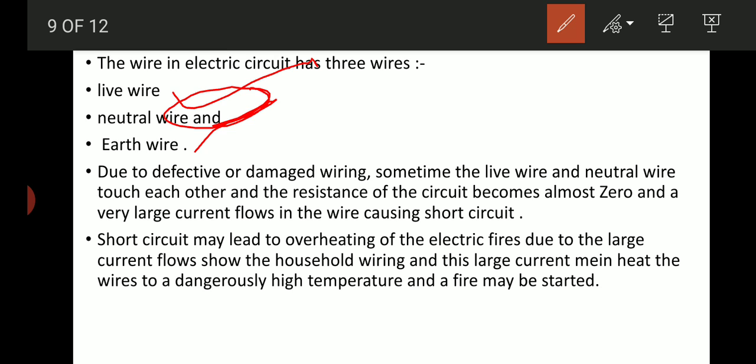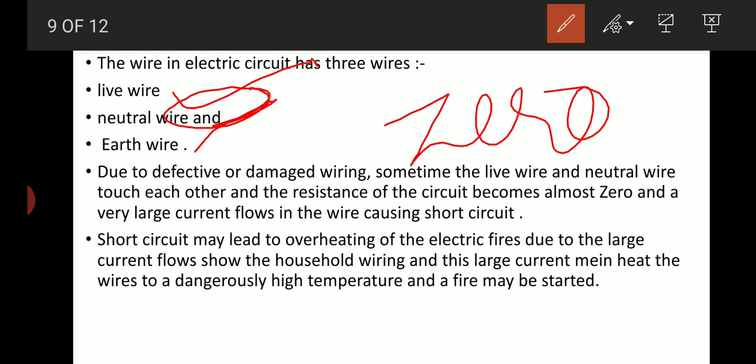because of this the resistance of the circuit becomes almost zero. When the resistance is zero, then a large amount of current flows through the wire, which causes short circuiting. A sudden flow of very large current due to direct contact of live and neutral wire is called short circuit, and the short circuit may lead to fire.